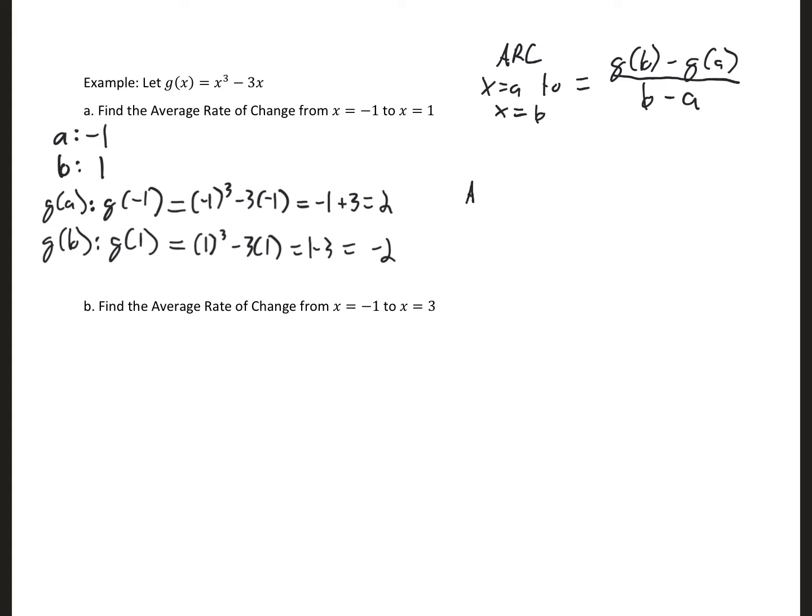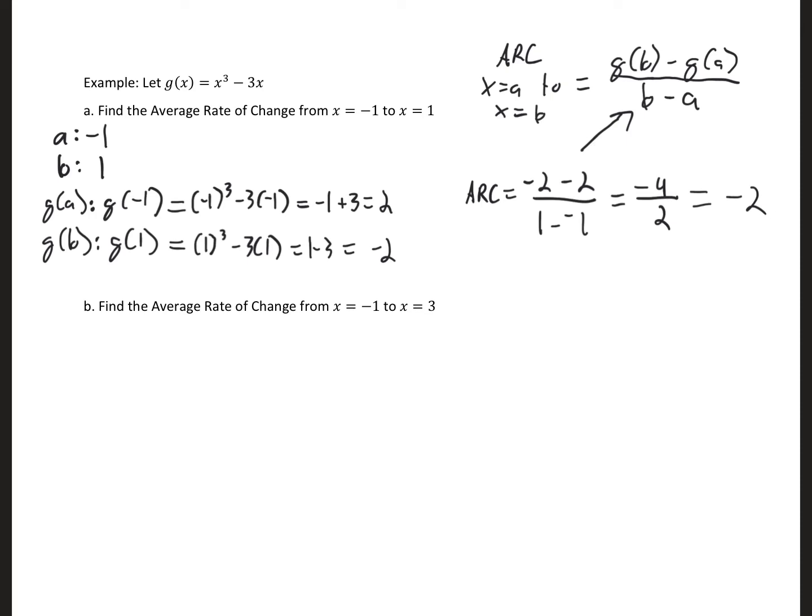So now the average rate of change would equal g of b minus g of a. That's negative 2 minus 2 over b minus a, 1 minus negative 1. Those are just the parts of the formula plugged in. So this would give me negative 4 over 1 minus negative 1, which is 2. Negative 4 over 2 is negative 2. The average rate of change would be negative 2.